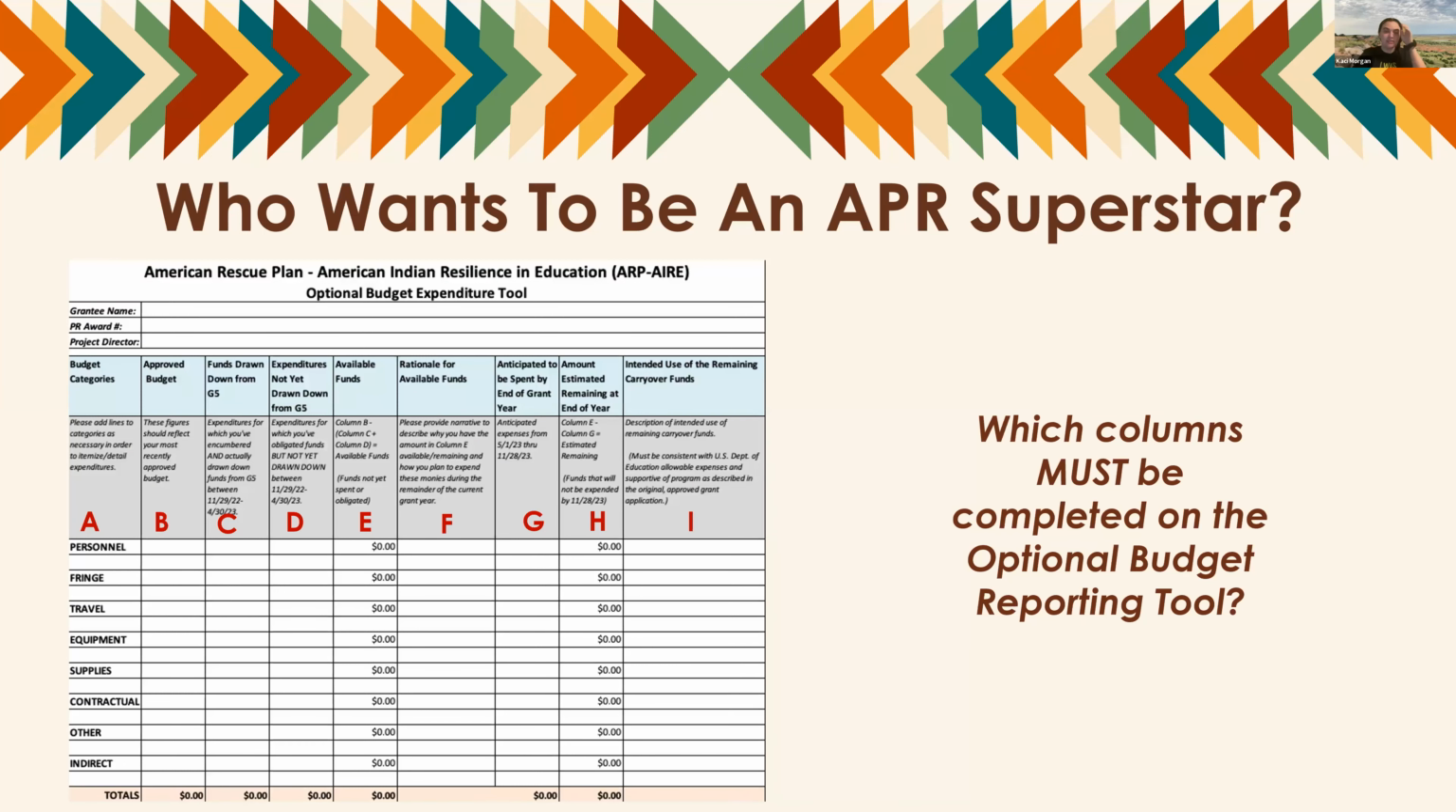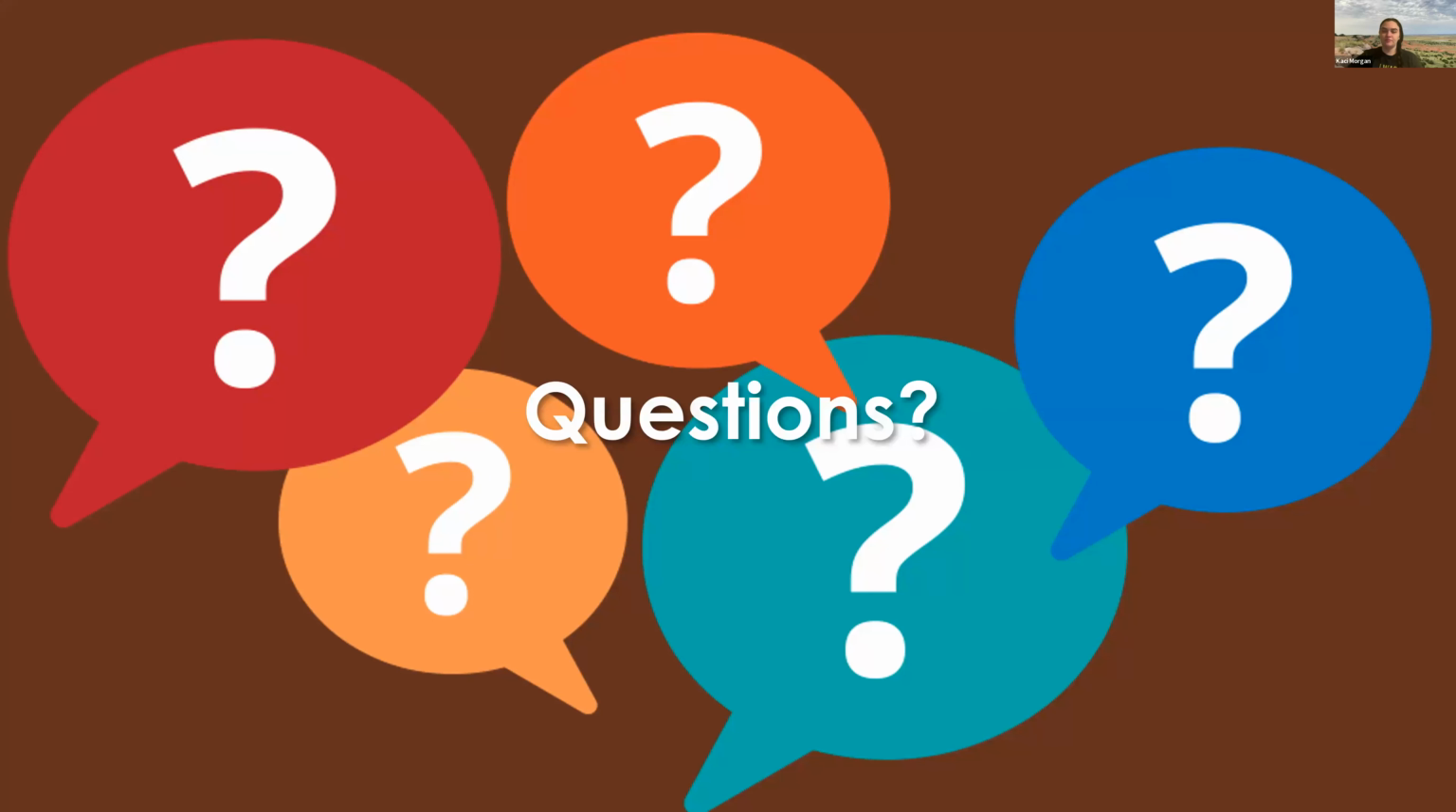Okay, so if I'm looking at the chart on the screen right now, remember that we're only filling out those columns that were yellow on the other side. And thank you, Sarah, for putting that optional budget form in the chat so you can download that right now if you would like. So as we're looking at this chart, the sections that you would fill in are those B, C, D, F, G, and I. So you will not put anything in A, E, or H. E and H will auto-calculate for you. Those totals at the bottom will also auto-calculate for you, and the budget categories are already in the tool for you. Any questions on budget?